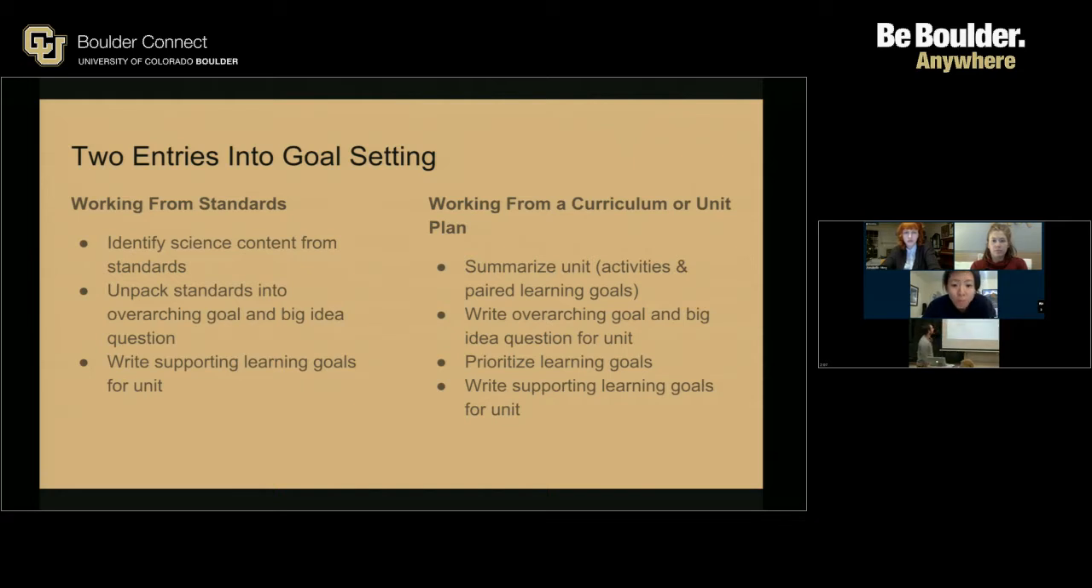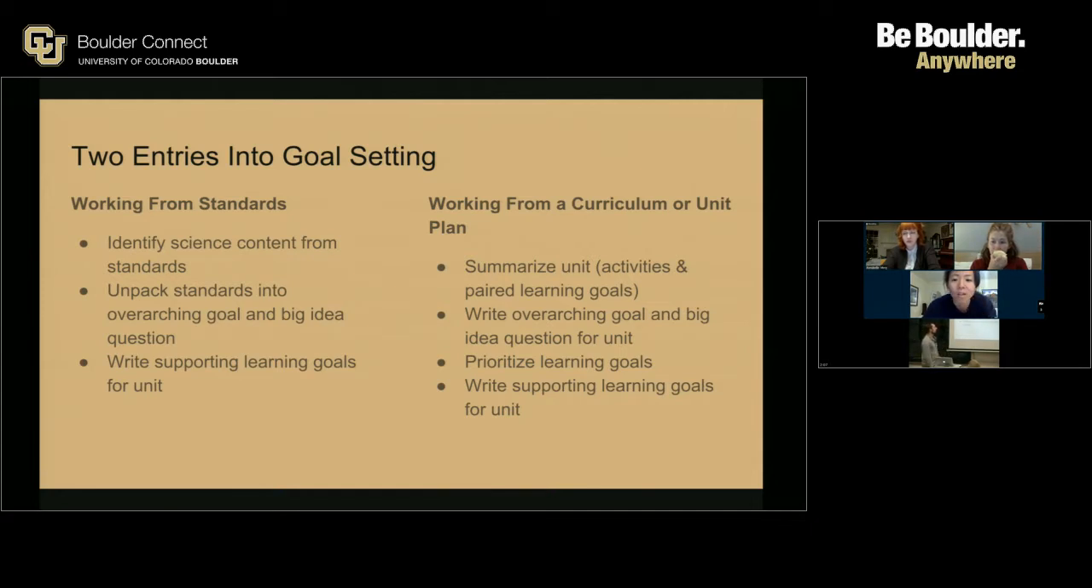And so the steps, as FERTAC outlined, are on the projector here. They're also in the FERTAC piece. If you're working from a standard, you start by looking at the standard and identifying the science content in that standard. Again, this would be in terms of math for math. So what's the important content that's hidden in that standard?